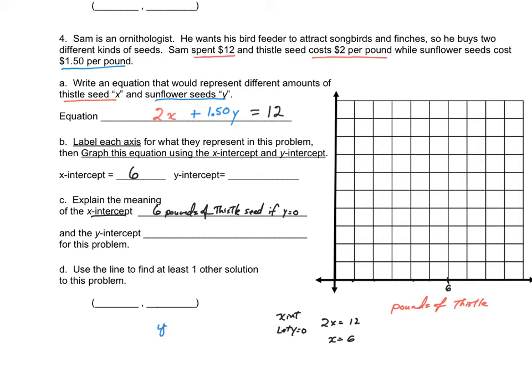Then find the y-intercept. The y-intercept is the y value when x is equal to 0. If x is equal to 0 in that equation, then 2x is equal to 0. The only thing we have left is 1.50y equals 12. Divide by 1.50 to get y equals 8. So the y-intercept is 8. 1, 2, 3, 4, 5, 6, 7, 8.